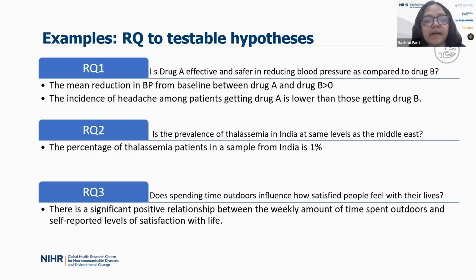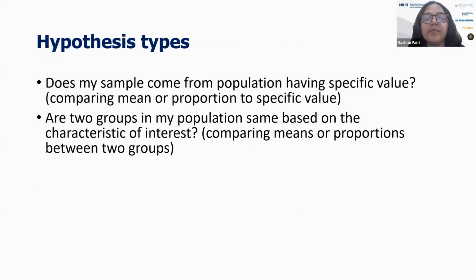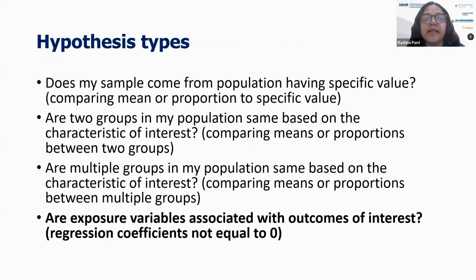We looked at different examples, such as examples in which we are trying to compare two groups, or we are trying to compare our sample to some known specified value. We discussed hypotheses that look at association. And then we classified these hypotheses into four major types. So the first type is, does your sample come from a population having a specific value, when you're comparing your sample to a specific mean or proportion value, the mean and the proportion being the statistic of interest.